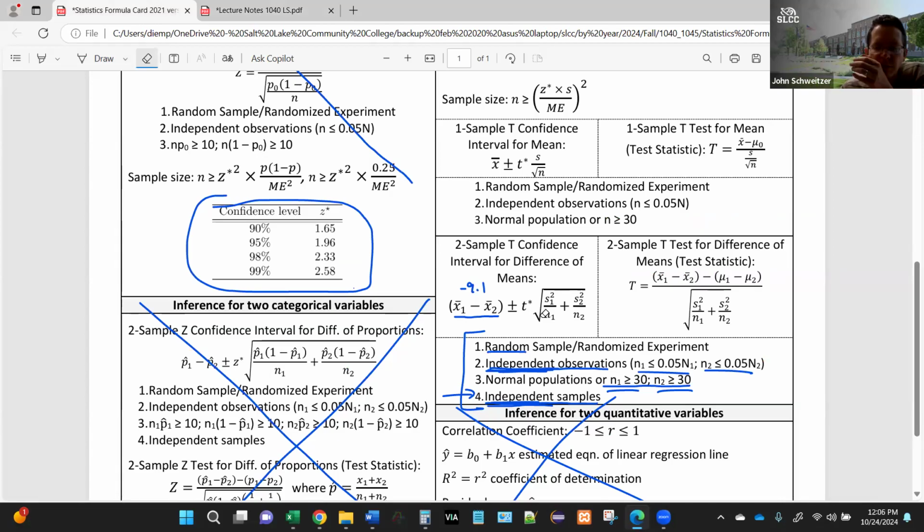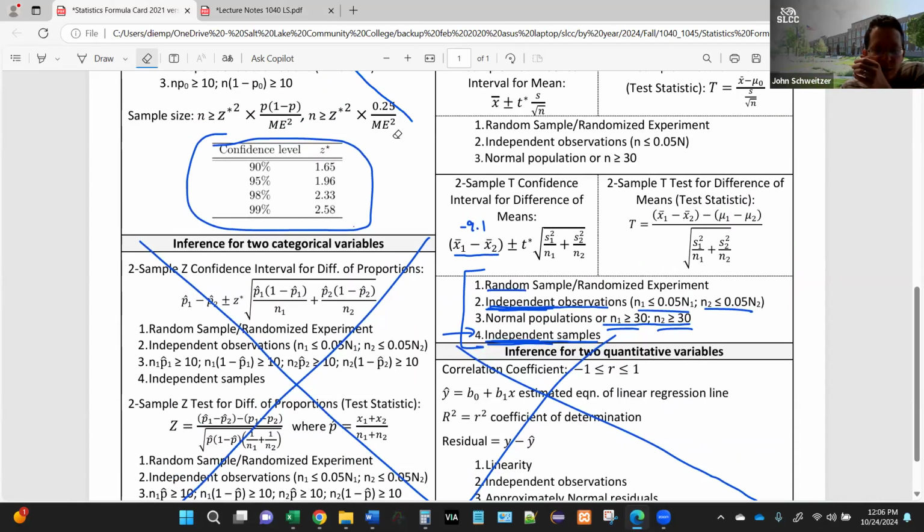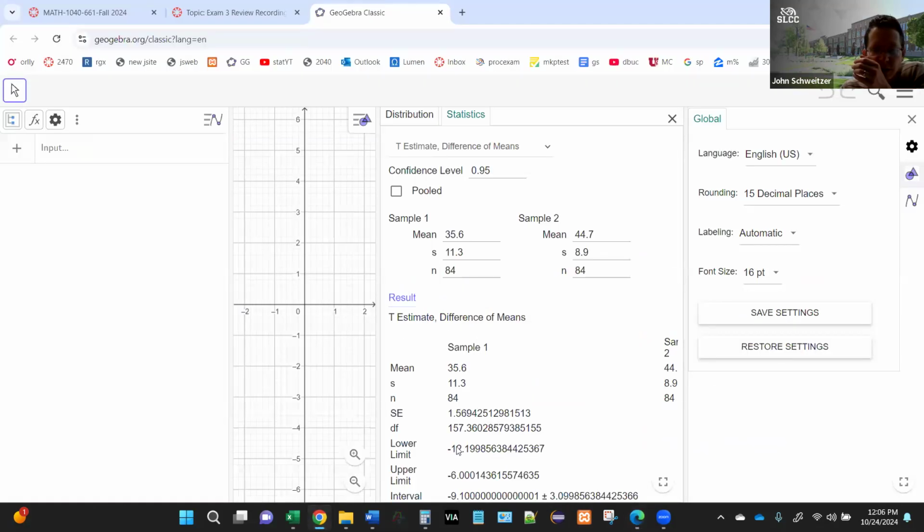It gives us an idea of the error term. Sorry, I'm trying to find GeoGebra here. Yes, that's what it's telling us here: the lower limit is negative 12.2, and the upper limit is negative 6. So the hypothesis test and the confidence interval go hand in hand to help us understand what it is we're studying. Any questions there about that?